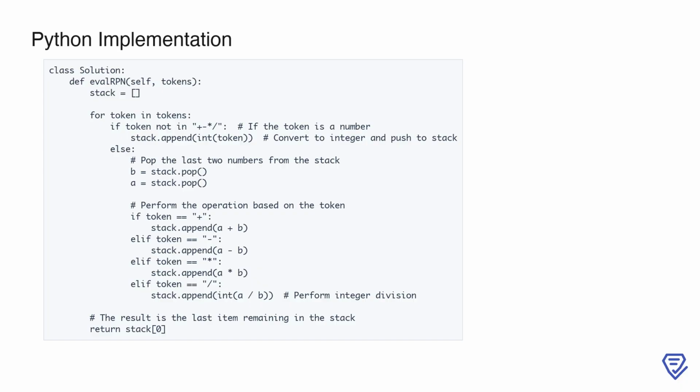Edge cases. Single number input like 3 is handled correctly since no operations are performed, and the stack simply contains the number. Division results are truncated towards 0, as required, e.g., int -7/2 results in -3. Invalid inputs, e.g., empty lists or malformed expressions, are not explicitly handled but would raise errors naturally if encountered.